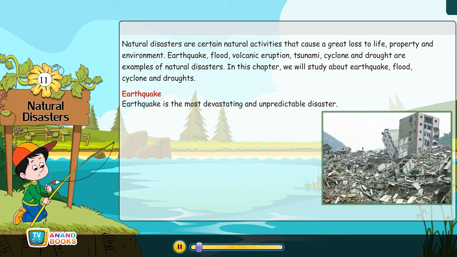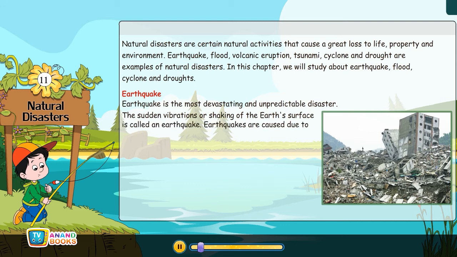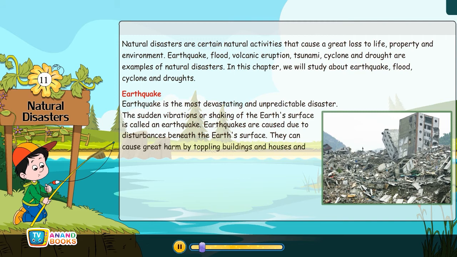Earthquake. Earthquake is the most devastating and unpredictable disaster. The sudden vibrations or shaking of the earth's surface is called an earthquake. Earthquakes are caused due to disturbances beneath the earth's surface. They can cause great harm by toppling buildings and houses and breaking bridges and dams. They can cause great loss to property and human lives.